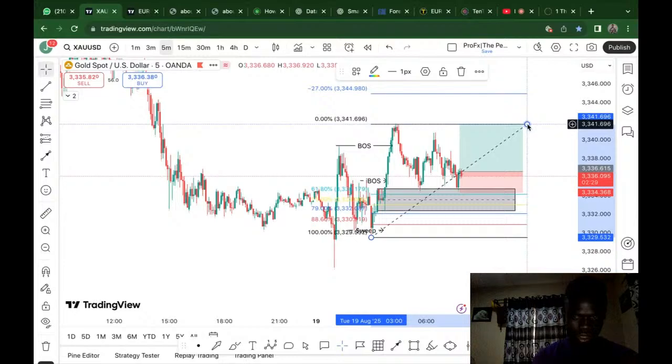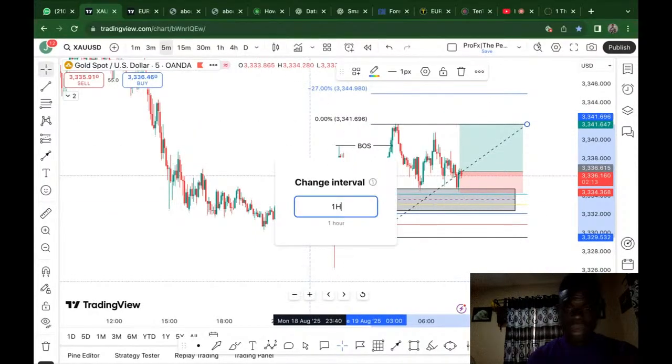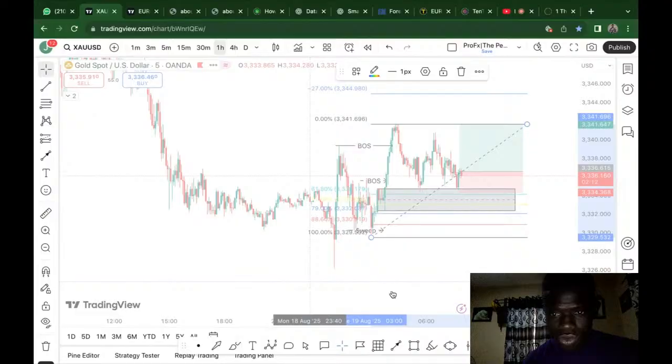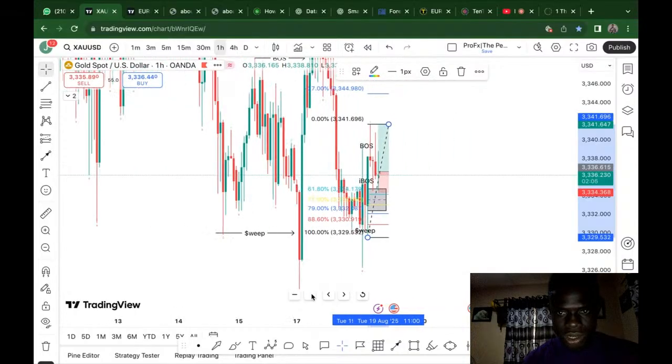So two things. Either use the Fibonacci 61.8. Okay, it is not 8 o'clock yet, so let me wait. Let me go to my 1 hour CRT. Let me apply CRT for a confirmation before I enter the buy. Let me see what my 1 hour is doing based on my CRT.